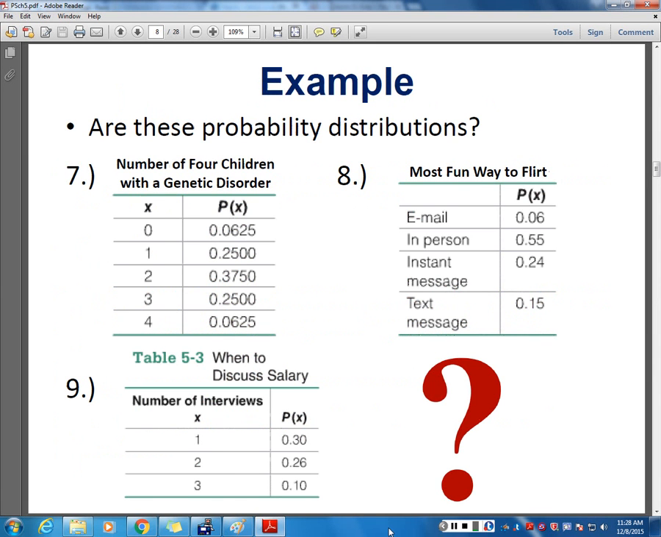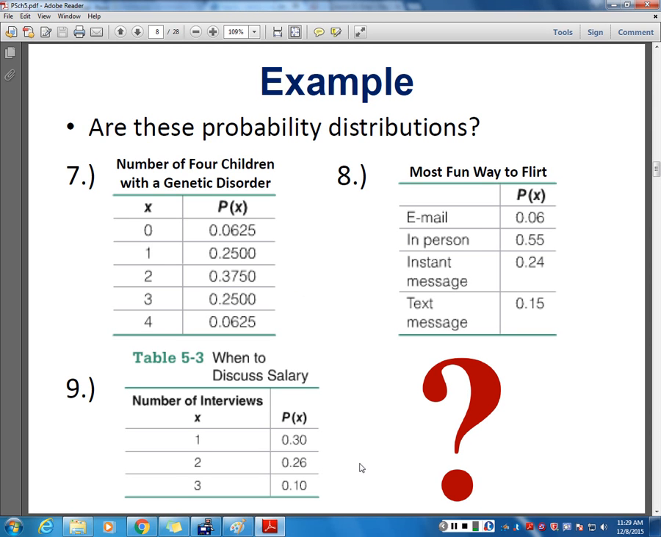Well, let's take a look at these and see if they are probability distributions. Number 7 is the number of 4 children with a certain genetic disorder. Alright, so I've got numerical values of x, and they correspond to probabilities. That's good. If I add up all those probabilities, I get 1 or 100%. So that requirement's met. And none of these probabilities are below 0 or above 1. So yes, number 7 is a probability distribution.